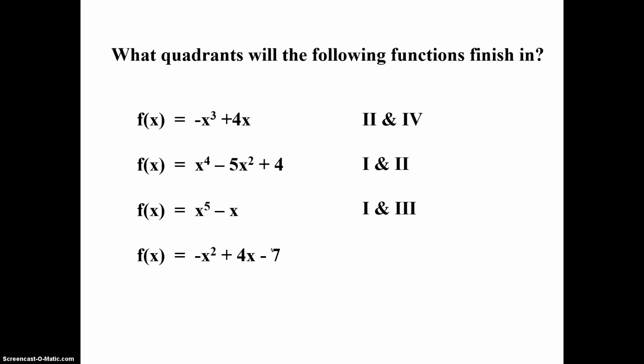All right, and the last one on this slide is negative x squared plus 4x minus 7. This one is easy because the highest exponent is what we just studied, quadratics, and we automatically think of parabola opening up or opening down. Up if it's positive, down if it's negative. We look at the coefficient, it's negative, so we think of parabola opening down, quadrants 3 and 4. There we go. Very easy to figure out.